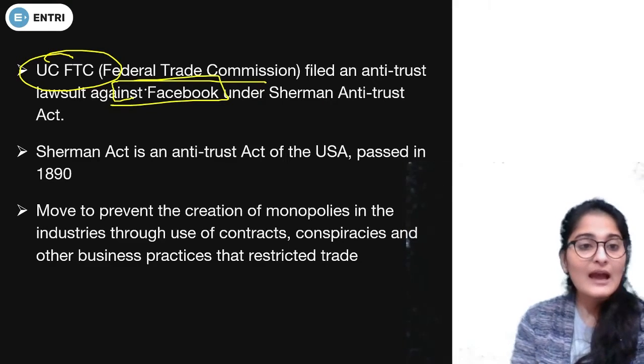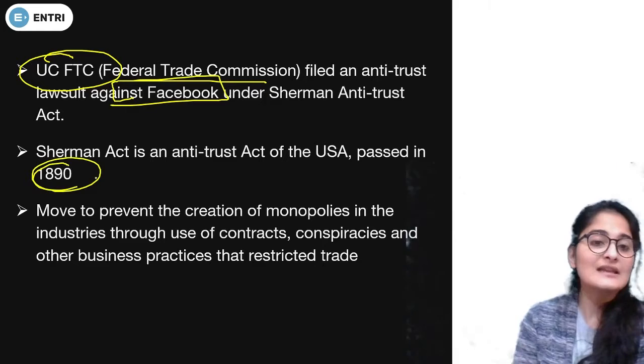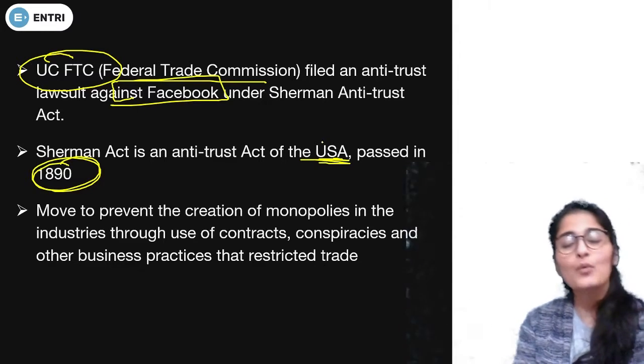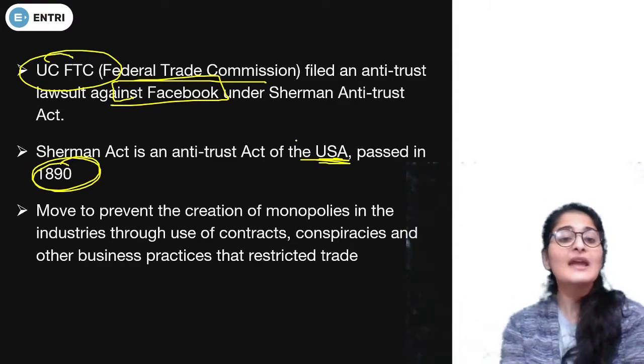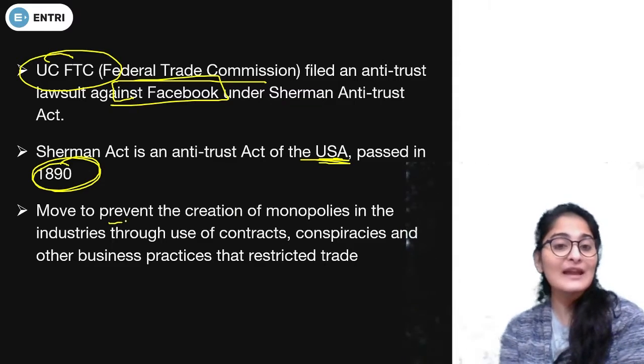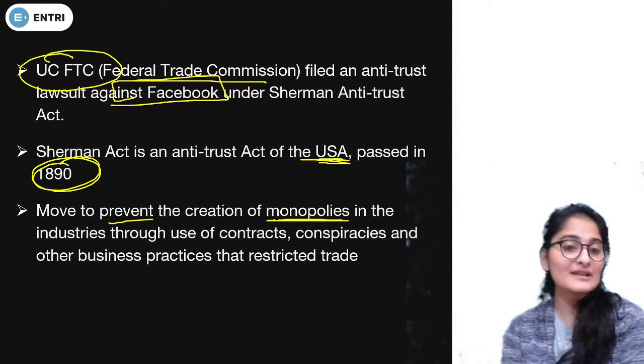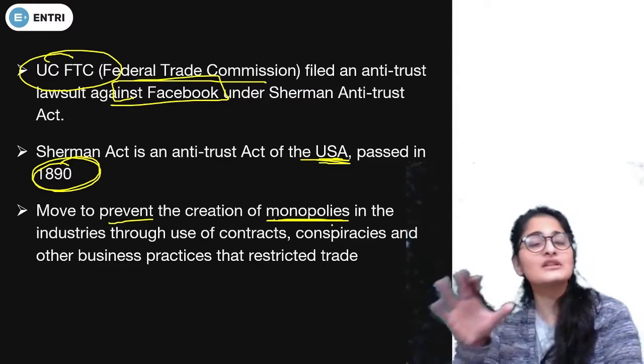So first of all, who has filed the lawsuit? It has been filed by the FTC, or Federal Trade Commission. It has been filed against Facebook, and this act is of 1890 of the United States of America. Now, what is the purpose of the act?